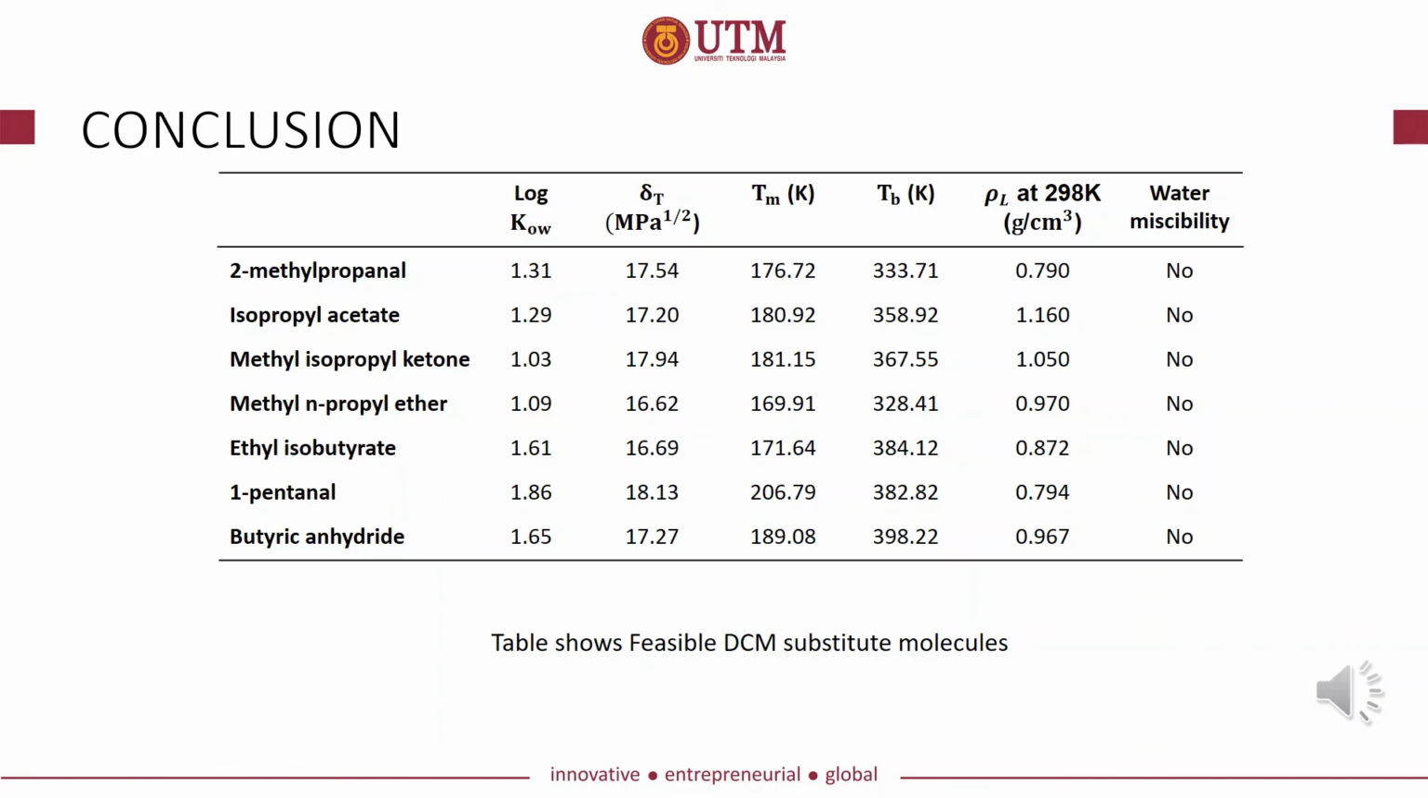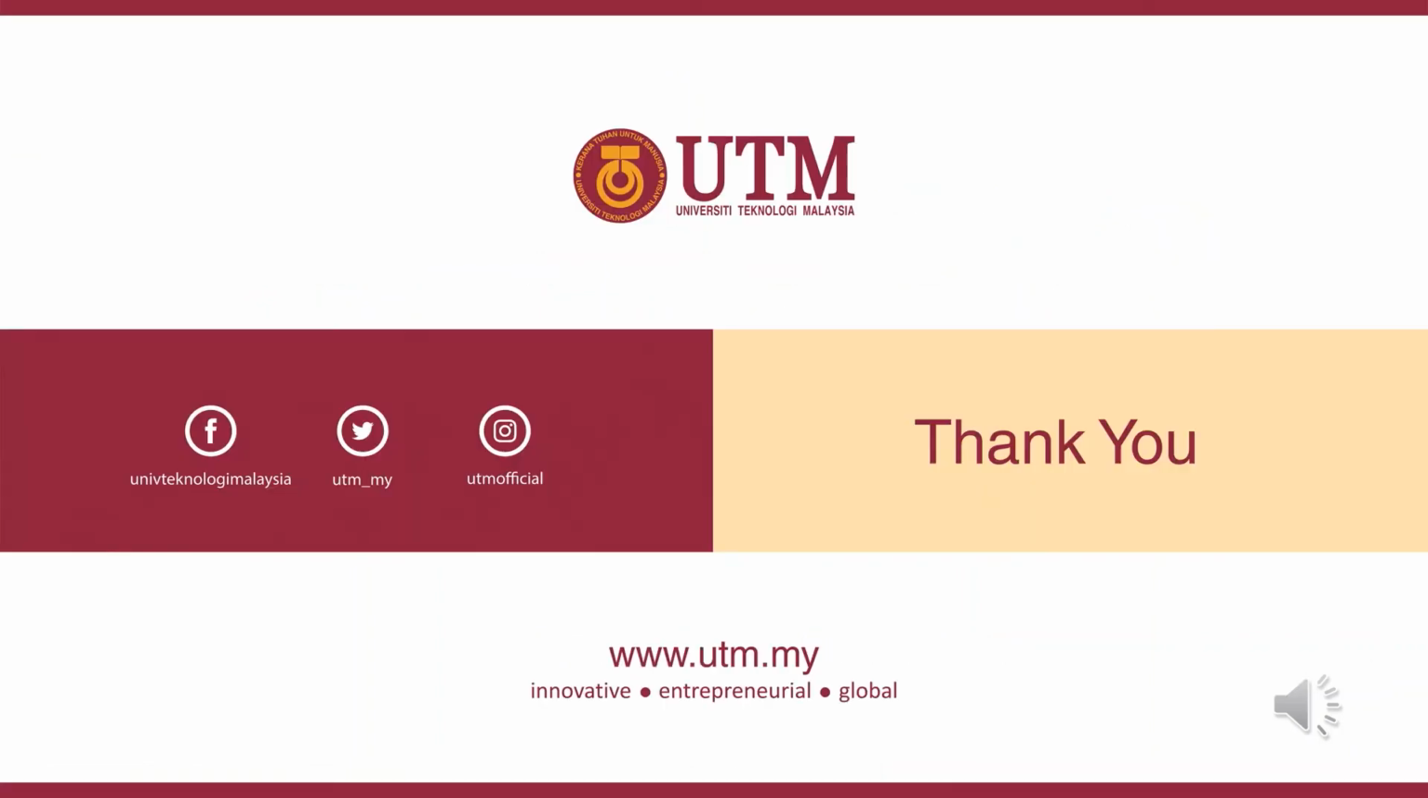So these results are obtained from the ProChem software. Those are the 7 feasible isomers we get as a replacement for DCM.